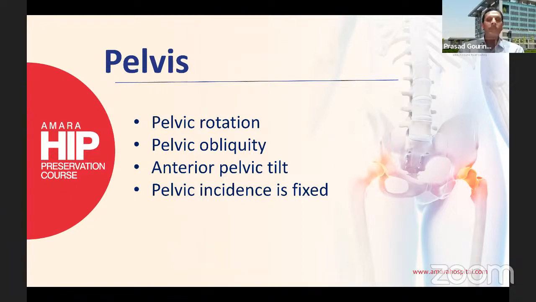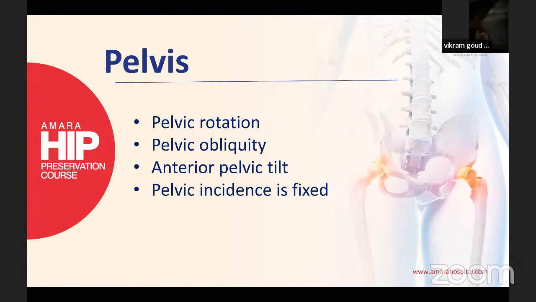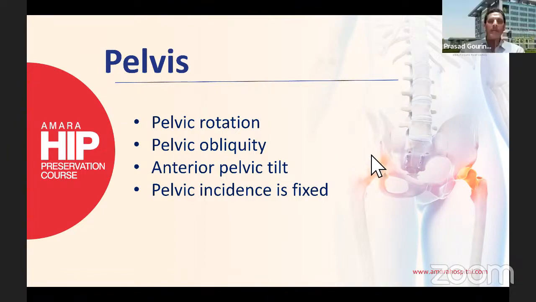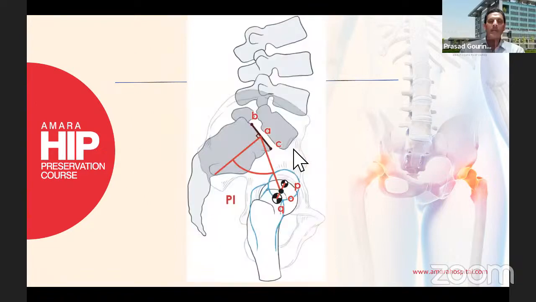That's why an AP pelvis is more important than a hip X-ray. Among all these things, pelvic incidence is something you need to know. That's a fixed parameter of the pelvis. The relationship will not change unless you surgically change it, and does not change much with growth.